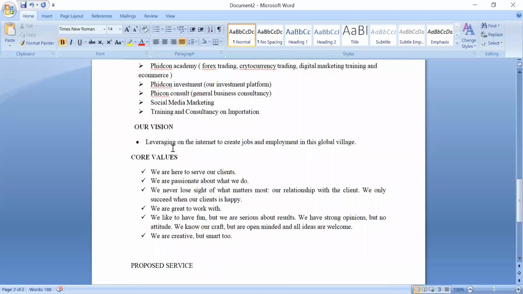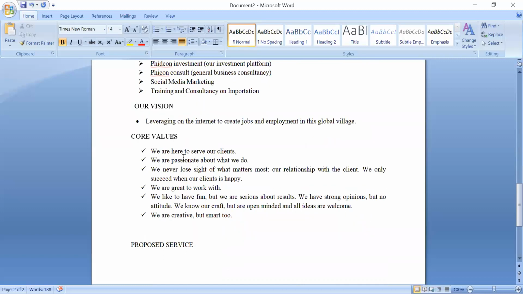Now, our vision is leveraging on the internet to create jobs and employment in this global village. The world is becoming a global village, and we leverage on the availability of internet to do this. That's our mission. Our vision is to keep leveraging on the availability of this internet to create more products, more services, and make people useful to themselves and make sure that we create employment.